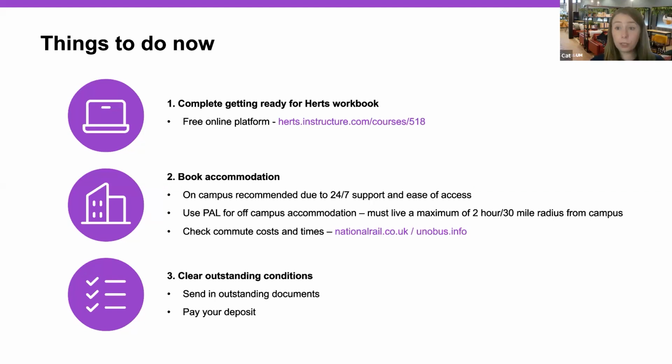So just to protect yourself from scams, use PAL accredited properties if you're living off campus. Now, living off campus, you have to live a maximum 2 hours or 30-mile radius from campus. Now, I think that's too far. I think that's quite a long way to travel, especially if you've got an early morning or a later evening lecture.